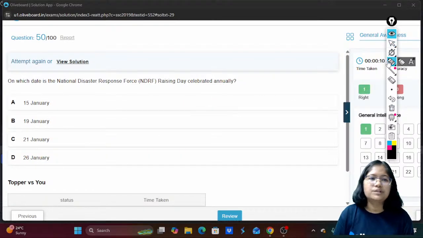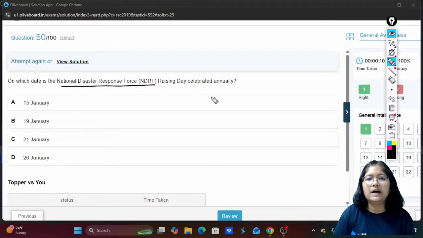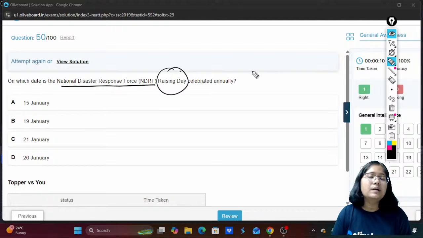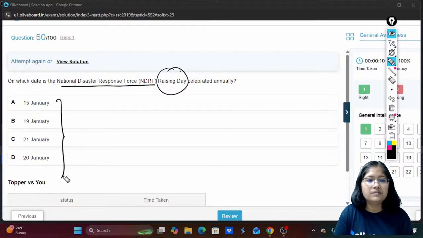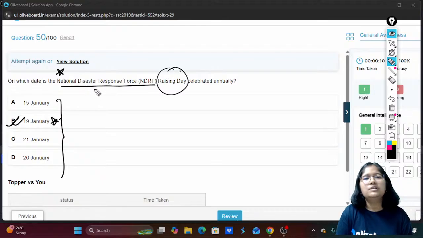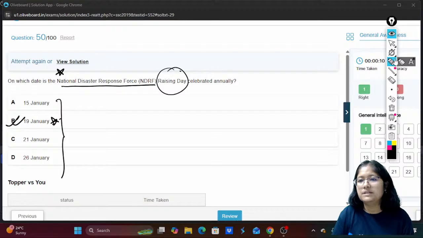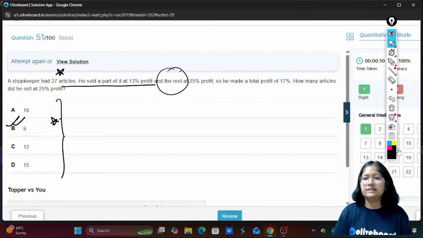Coming to the next question. On which date is the National Disaster Response Force, NDRF, Raising Day celebrated annually? If you study the important dates month-wise, then you remember, oh, I studied this in January, but here they have given multiple options for January. So the correct answer here is 19th January. On 19th January, the National Disaster Response Force Raising Day is celebrated annually. Again, evergreen current affairs, or important dates you can say.